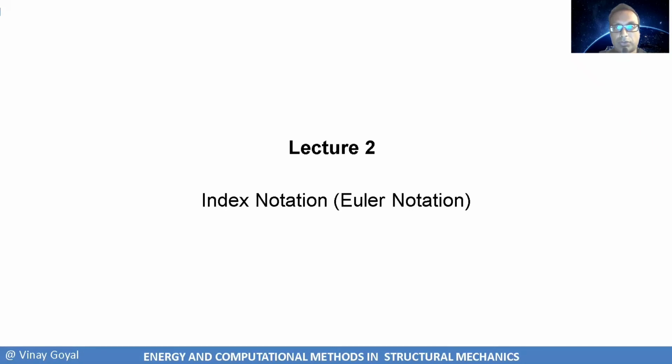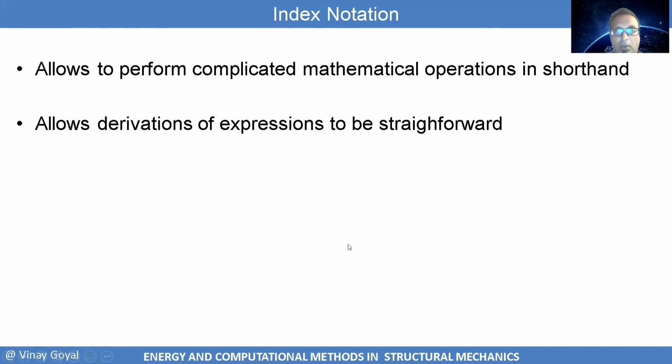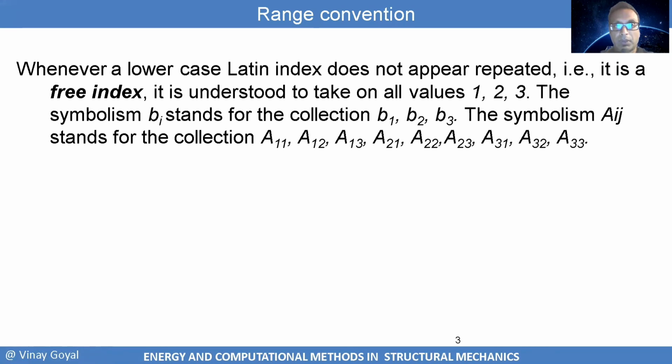Let's cover lecture 2, index notation. Index notation is also known as Euler notation. What is index notation? Index notation allows us to perform complicated mathematical operations in shorthand. It also allows us to derive expressions in a straightforward manner.